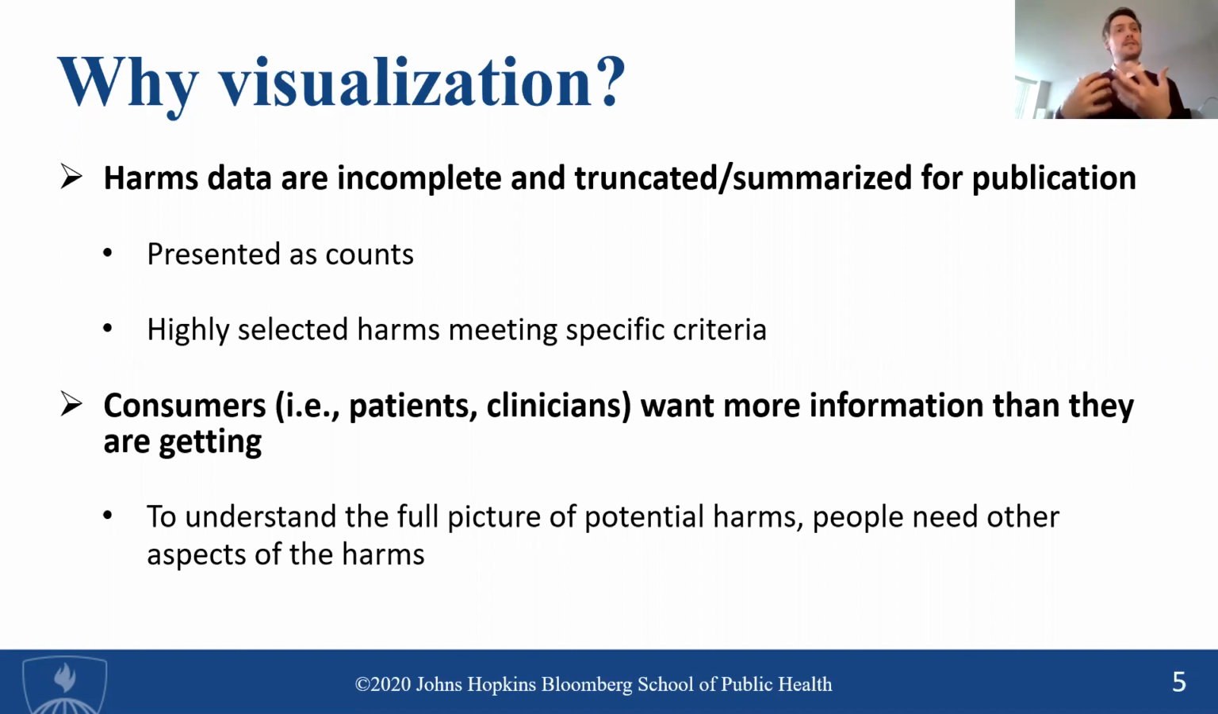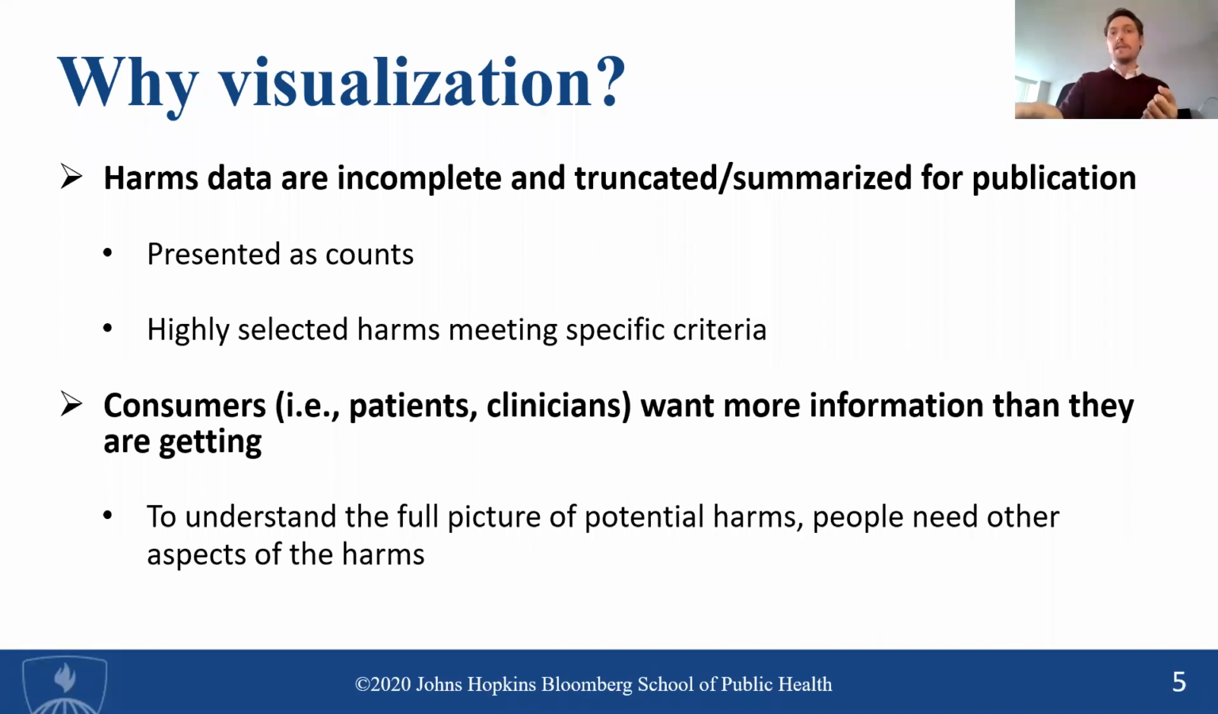They're often presented just as counts, and then you get a trial publication that has a table of, say, the most common adverse events that were recorded, the most common harms, and they're pretty highly selected because they meet specific selection criteria, which I'll get into. The other reason is that consumers, patients, clinicians, people who want this data, want more information than they're getting in just that table of counts. So to really understand the full picture of potential harms, people need other aspects of the harms than just how many happened.